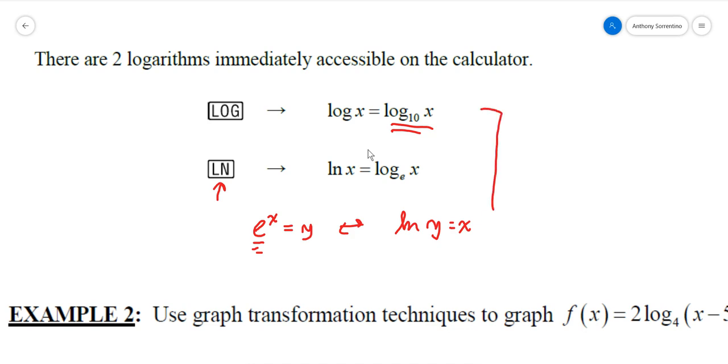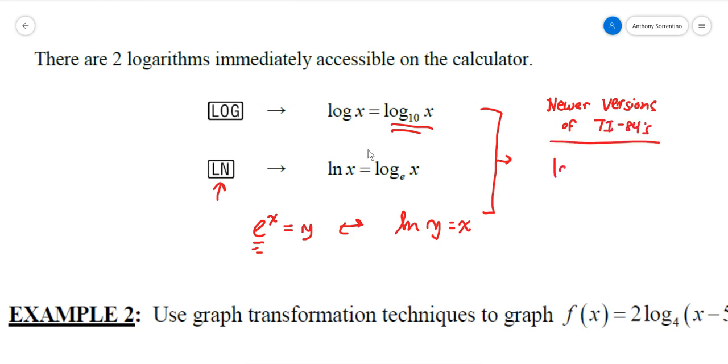Now, newer versions of the calculator, of the TI calculators, so newer versions of TI-84s.